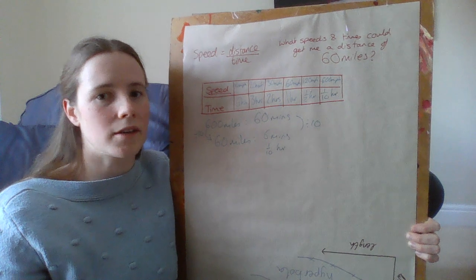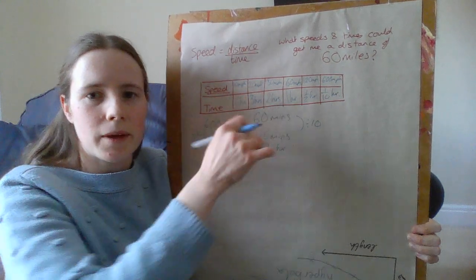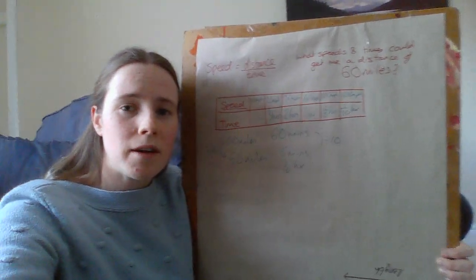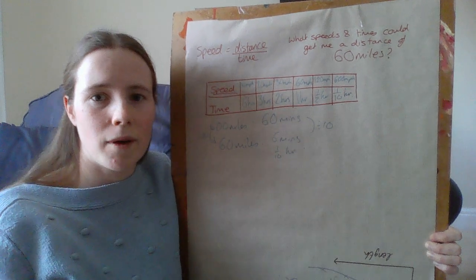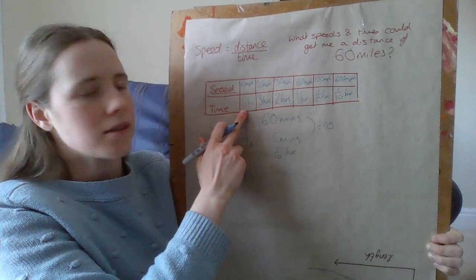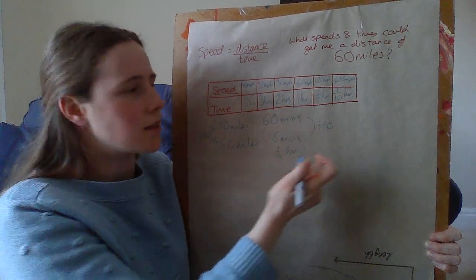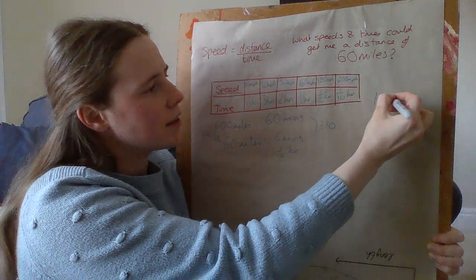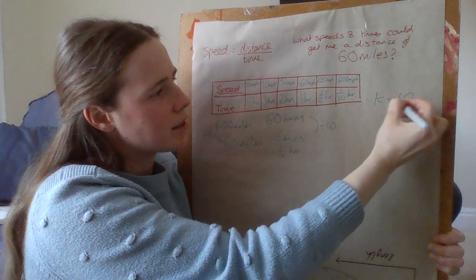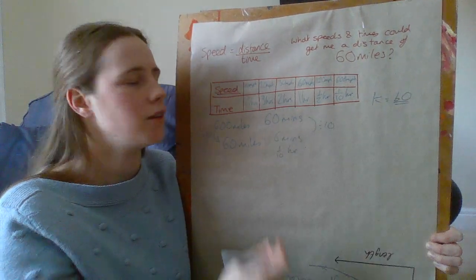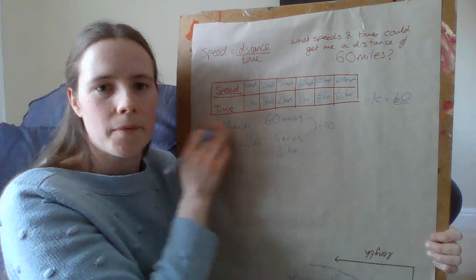What you should notice with all of these pairs of values that we have here is that if you times the two values together, you will always get 60. 10 times 6, 20 times 3, 30 times 2, and so on. You're always going to get 60. Okay, so we can say that in this case, k is 60. There's a constant value k that you always get when you times these two together.